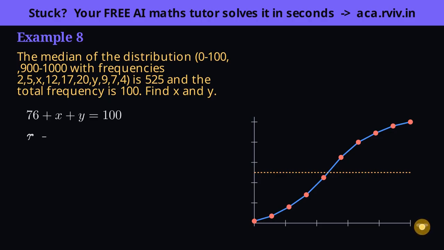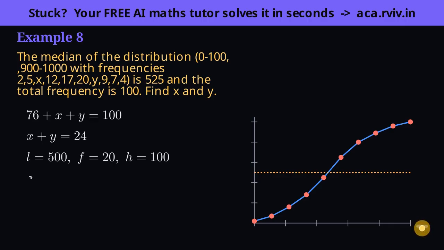Tidy that into a clean relation: x plus y equals 24. One equation down, one to go, and the median will give it. The median is 525, and that value sits inside the class 500 to 600, so that's the median class. Read off its lower limit, its frequency, and the width: L is 500, f is 20, h is 100.